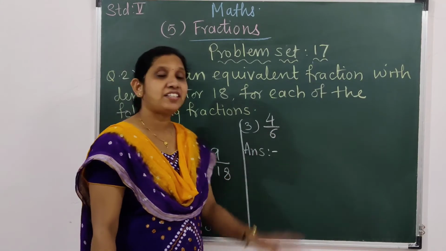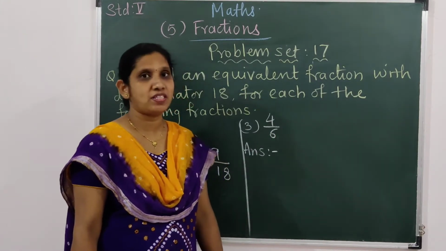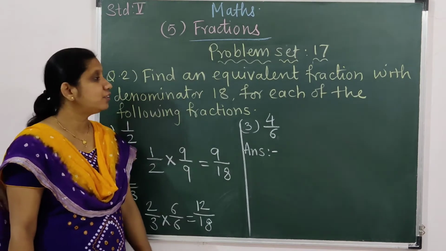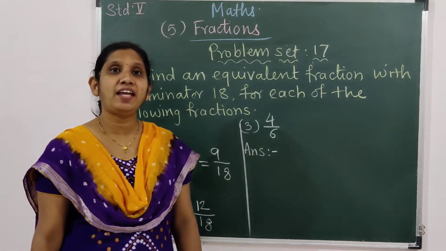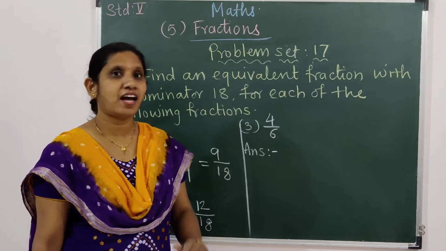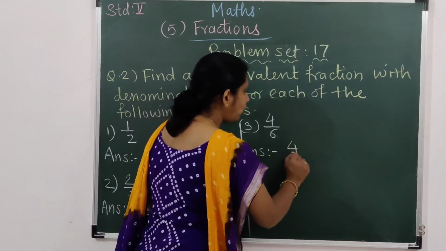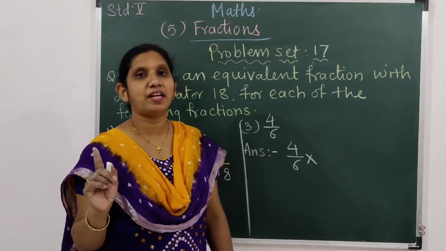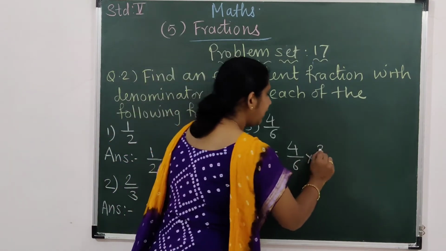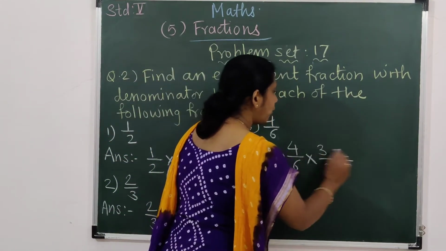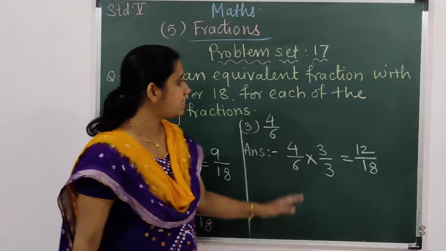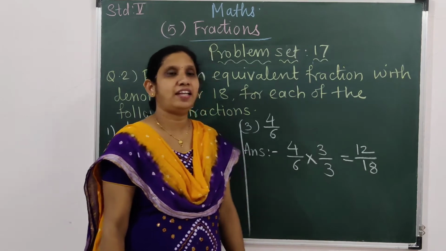Let us see example number 3. See, here the fraction is given 4 upon 6. Children, again denominator we want 18. So 6 how many is 18? Yes, 6 threes are 18. So we have to multiply in the numerator as well as in the denominator by 3, 3 upon 3. So 4 threes are 12 upon 6 threes are 18. So the answer is 12 upon 18.